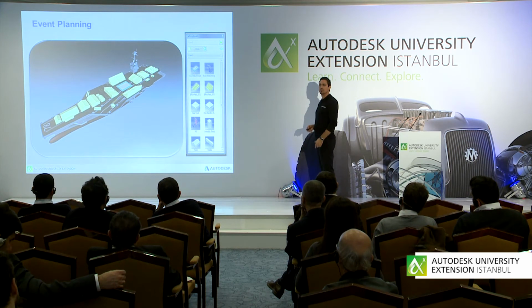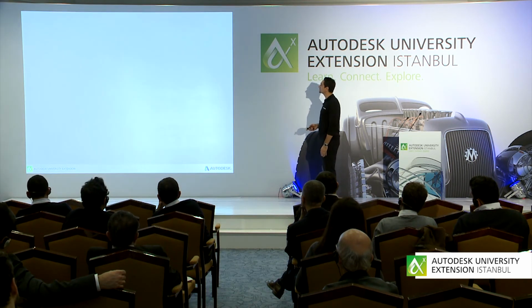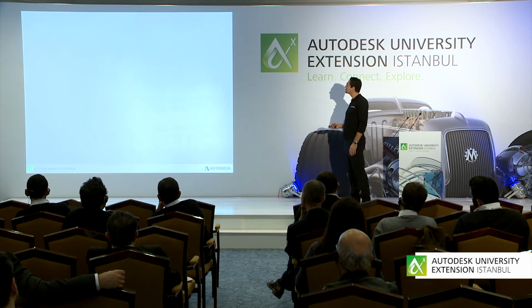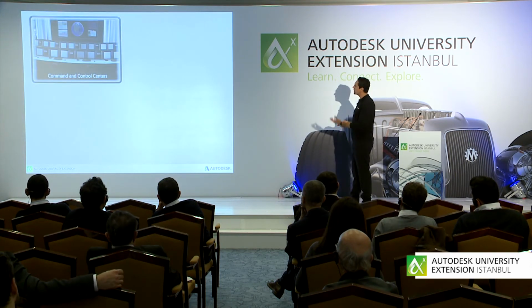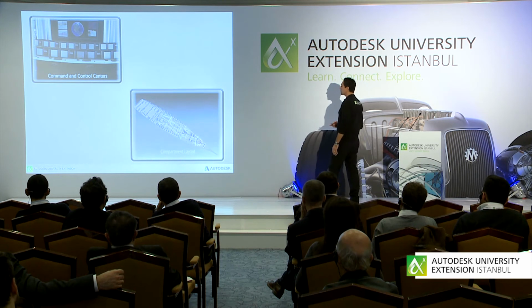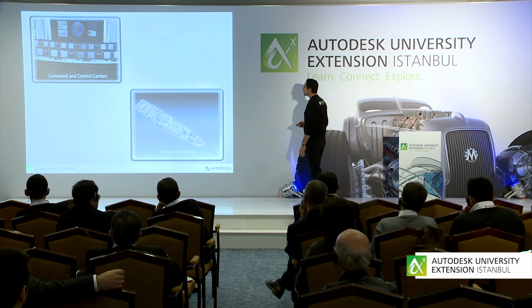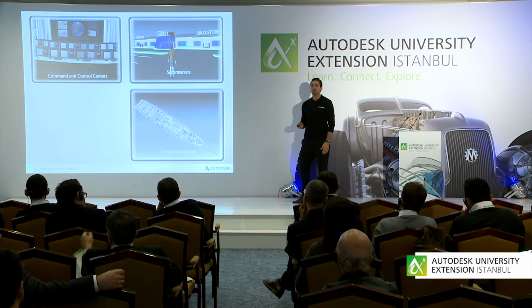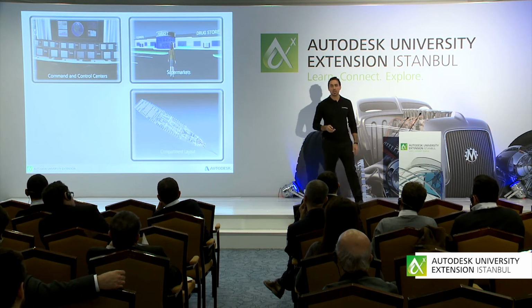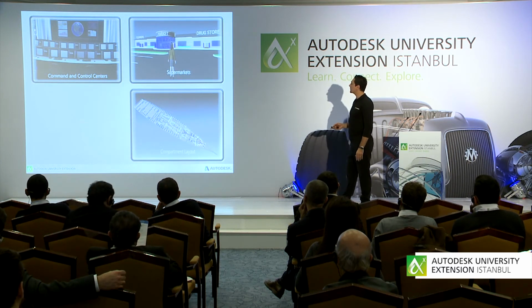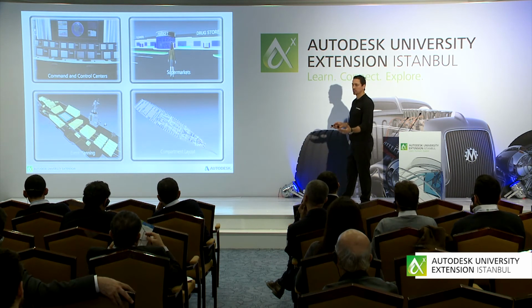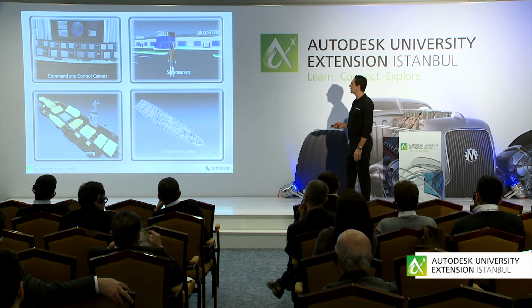Sports stadiums, basketball arenas, and the list goes on. So just to recap: command control centers, compartment layouts, supermarkets. You can visualize what a supermarket would look like before it's even being built, and anything within the planning of events.